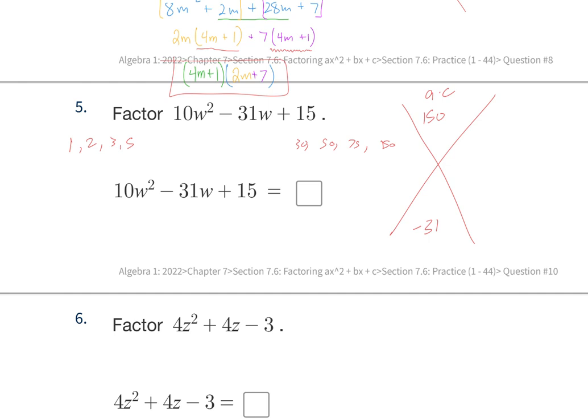Is that right? 5 and 30? Yep. 6. Does 6 go into that? Yeah, it has to, because if 2 and 3 go into it, then so does 6. 150 divided by 6, we're going to get 12, 25.